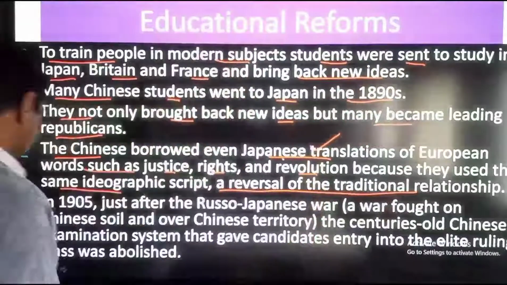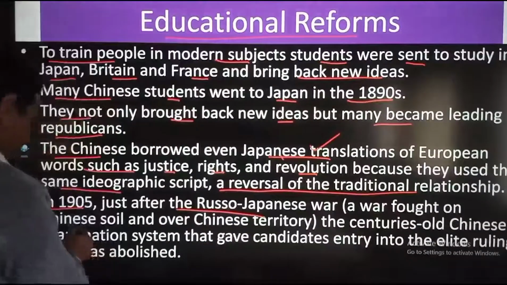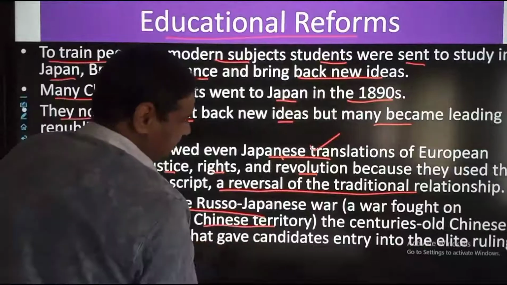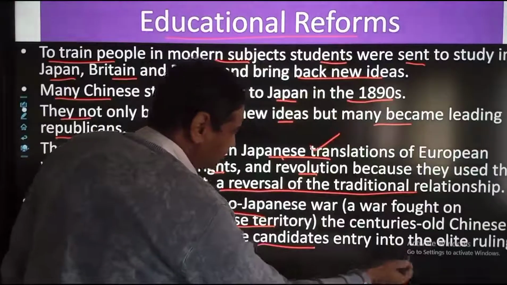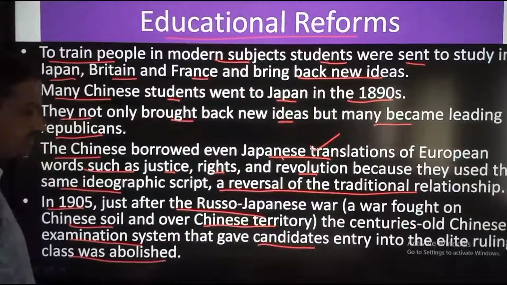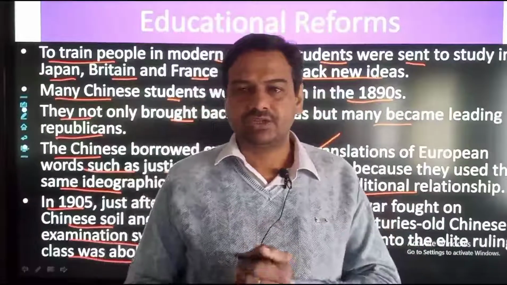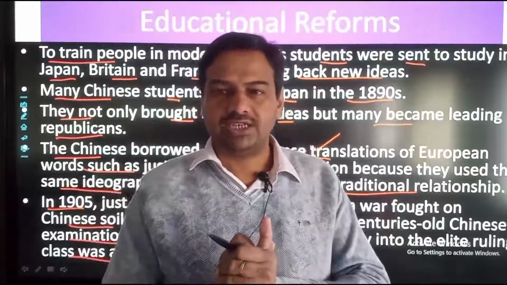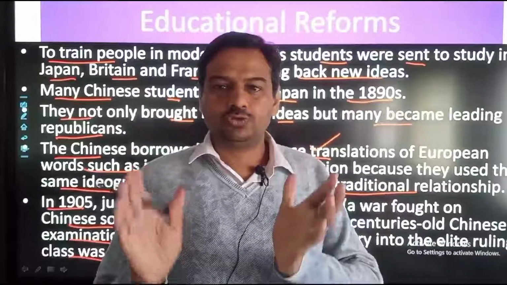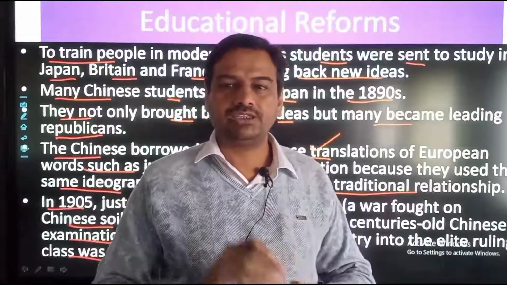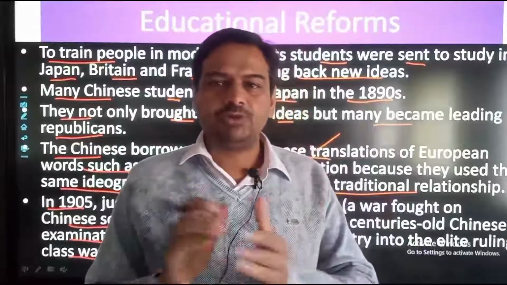In 1905, just after the Russo-Japanese War, which was fought on Chinese soil and over Chinese territory, the centuries-old Chinese examination system that gave candidates entry into the elite ruling class was abolished. So China used to conduct a test nationwide, and only 1 or 2% of people used to pass that test, and with the help of that test they used to get government jobs. And these 1 to 2% who passed were called the beautiful talent. So the system was quite rigid, and very few people used to pass.